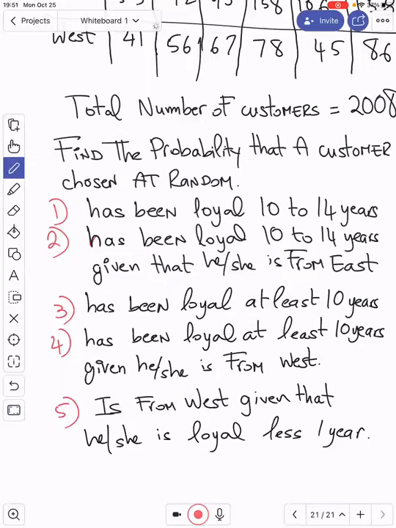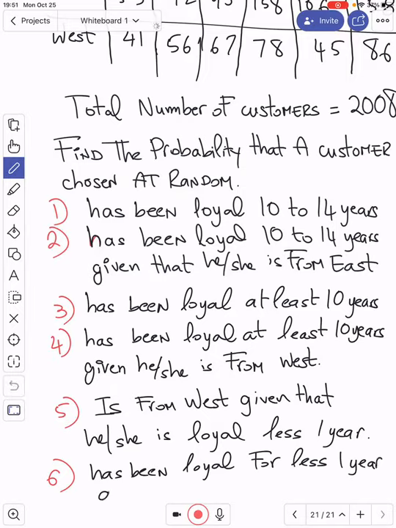And last, number six, has been loyal for less than 1 year and is from the West. So has been loyal for less than one year, and is from the West.